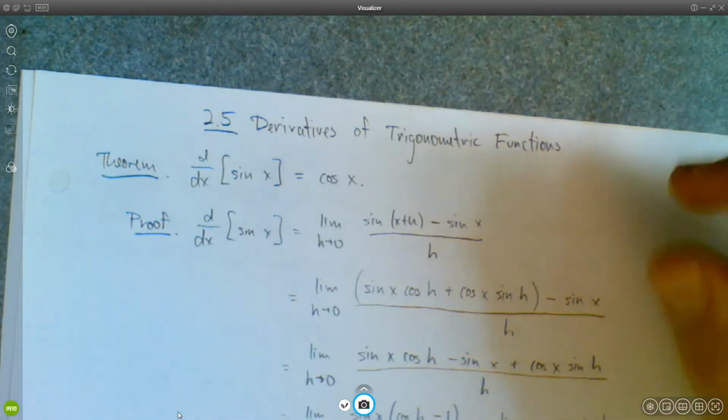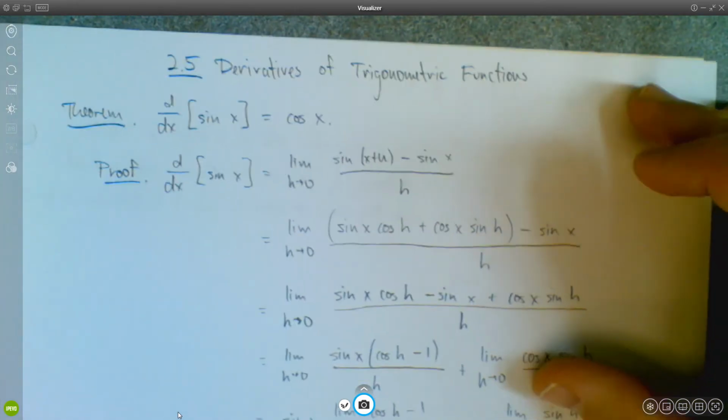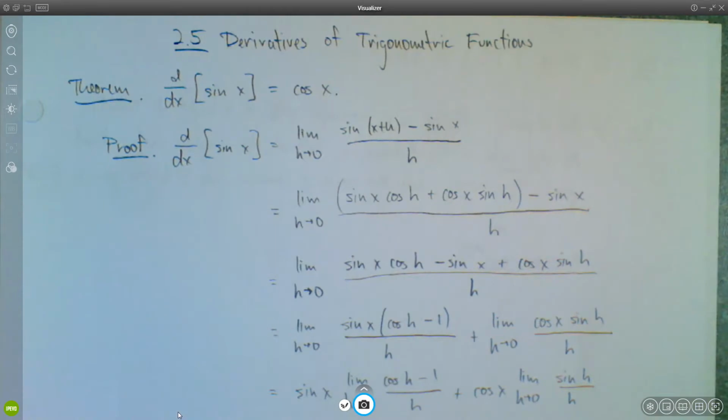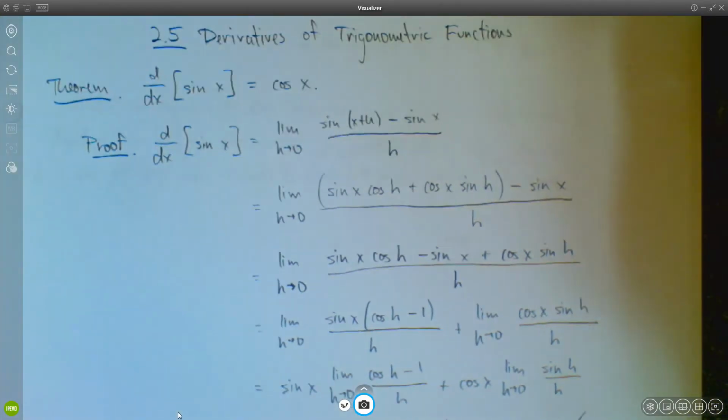All right, let's talk about 2.5. 2.5 is about the derivatives of the trig functions. And these are a lot of fun, I think. But they do require you to do a little bit of memorization, okay?